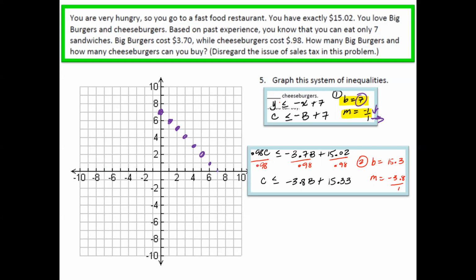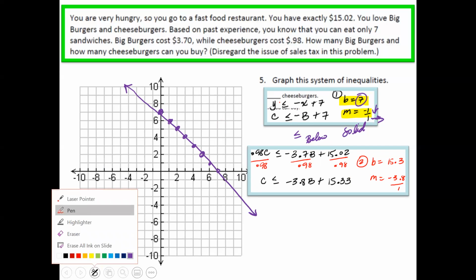And as I look at this, it is a solid line. And if you look at it, you see how it's not eating the letter Y and it's eating the letter X. So you shade below the line.